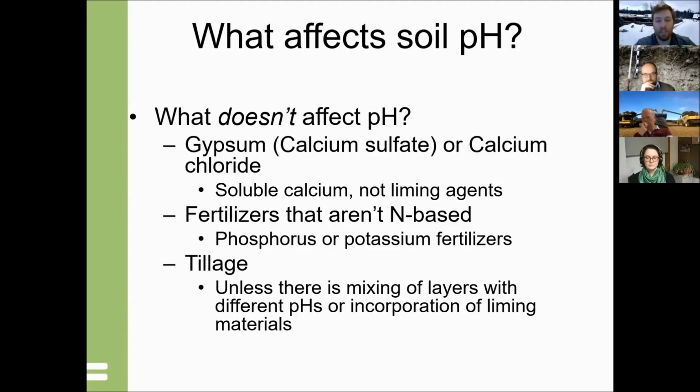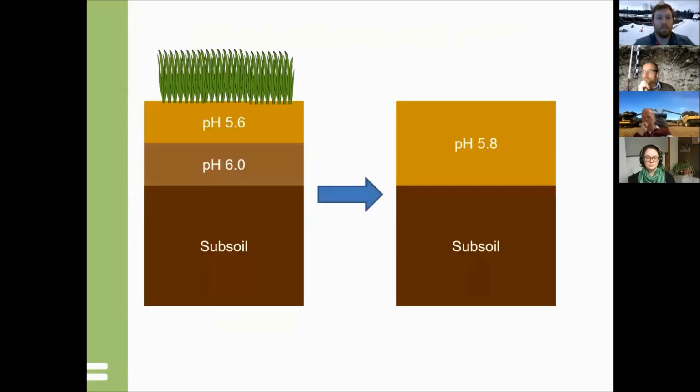And then tillage. A lot of people mistakenly think that when you aerate the soil through tillage, that will actually change the pH. But really what happens is you have different levels of pH in your soil, and when you combine those, it just evens out and averages out over the two different layers.